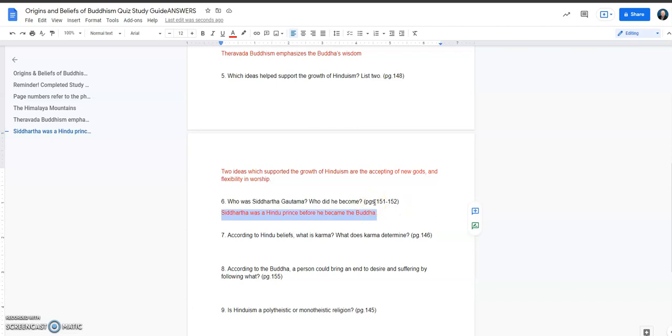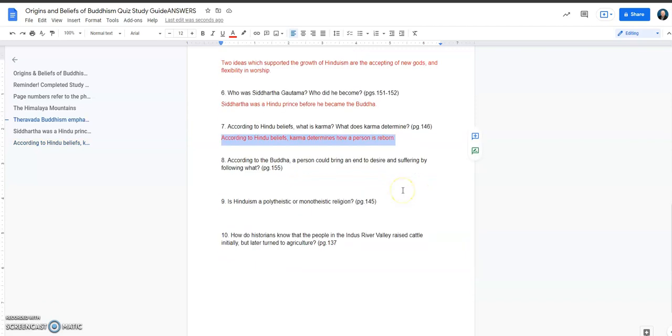Number 7, according to Hindu beliefs, what is karma and what does karma determine? According to Hindu beliefs, karma determines how a person is reborn. So if you do good things, you'll have good karma, which means you will be reborn into something positive. You do bad things, you will be reborn into something negative, right? That's generally the idea.